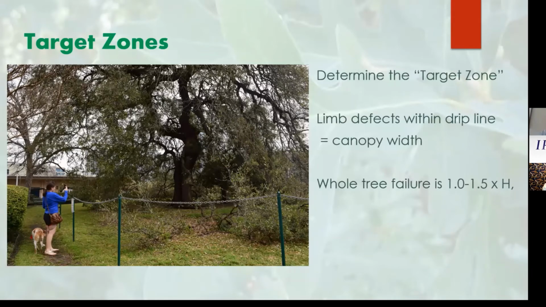For whole tree failure, you want to have 1 to 1.5 times the height as the radius of the target zone. Why the range? Well, think if it's a dead tree or it has large dead branches in the top, then if that tree would fall, the branches would break and fly like shrapnel. And so you want to have some sort of buffer. So you give that extra half a tree length to give some buffer in case the tree falls.